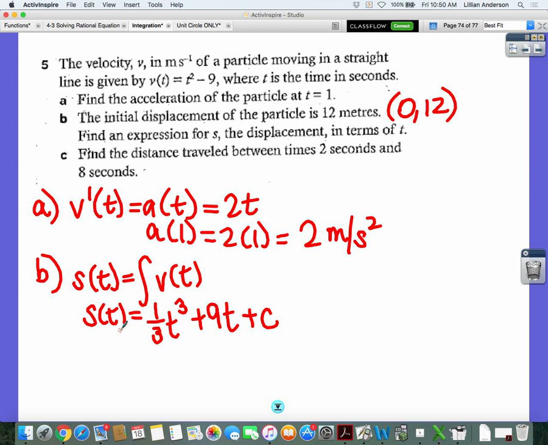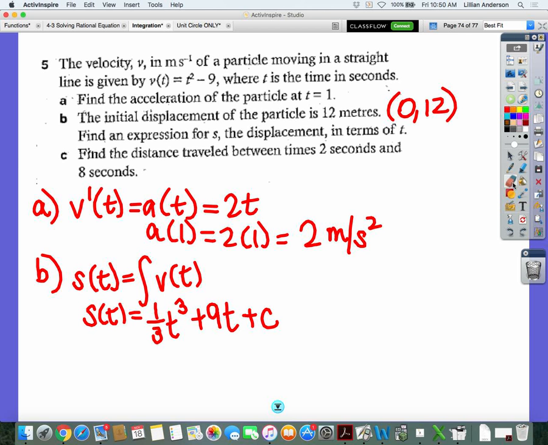We do have to figure out the value of C. It's a negative 9. We are going to have to find the value of C. So how do we find C? Plug in 0 for t and 12 for S of t, and we find out that C is equal to what?